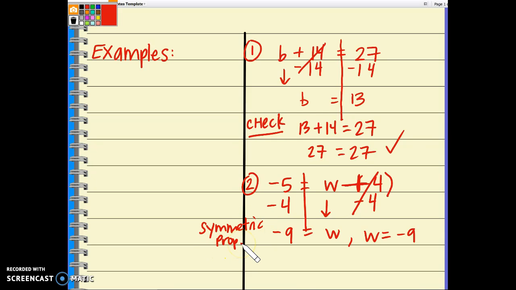You can check it by plugging back in negative 9. And we got it right. Both sides are equal. Let's try another.